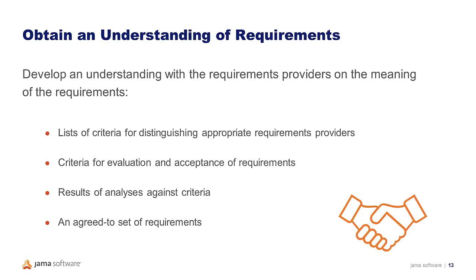So to obtain an understanding of the requirements, first we need to know who are we solving the problem for, right? So we need to determine how we identify the stakeholders. So who are those requirements providers, right? Those are our stakeholders. We need to know how we're going to evaluate the requirements, how we're going to know if the requirements are good and complete. And then we need to know who needs to approve the requirements and when do requirements get approved. So that's how we obtain an understanding of requirements.